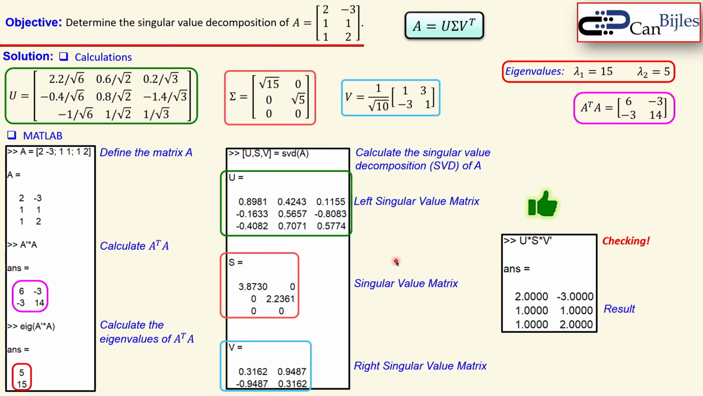Alright, that was our example concerning the singular value decomposition of a matrix. We have shown the steps in order to get to the singular value decomposition into these 3 matrices. And we have also checked this using MATLAB.